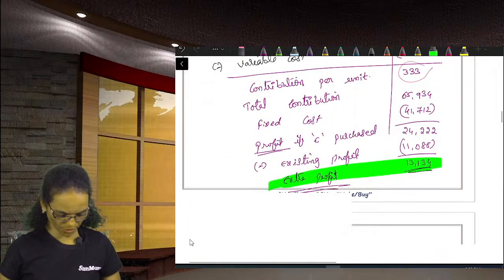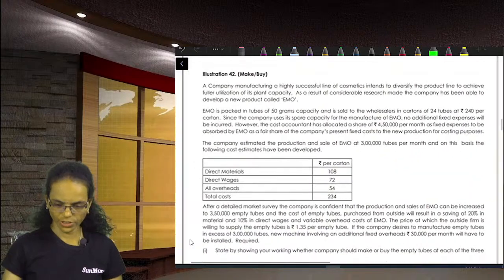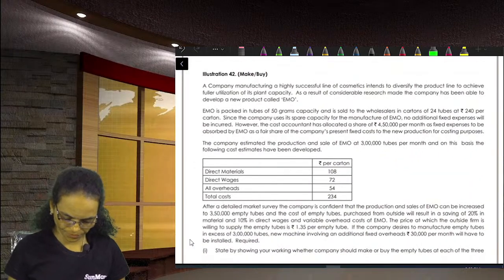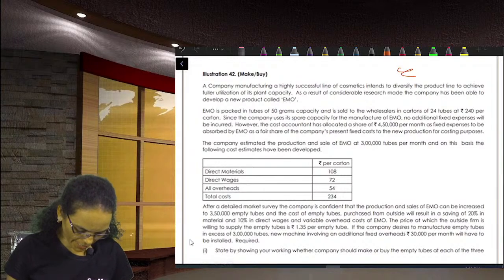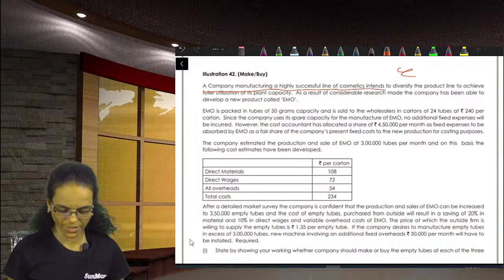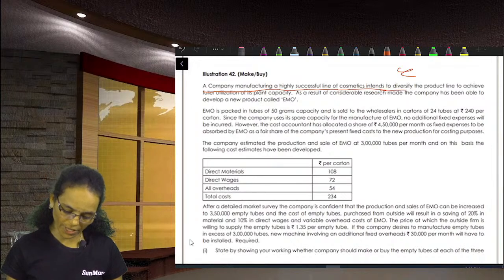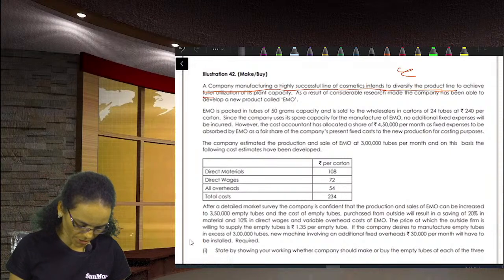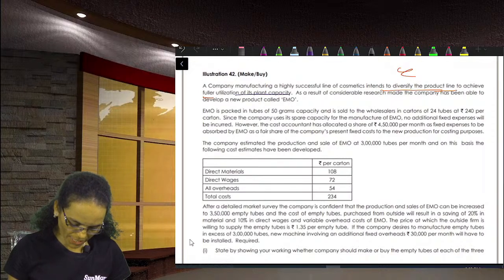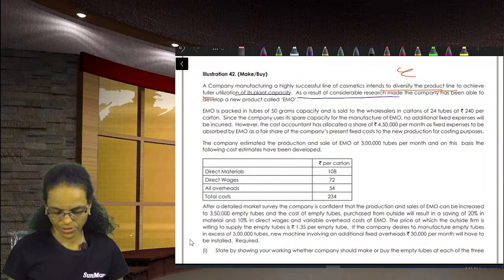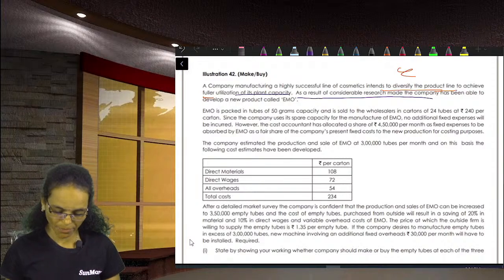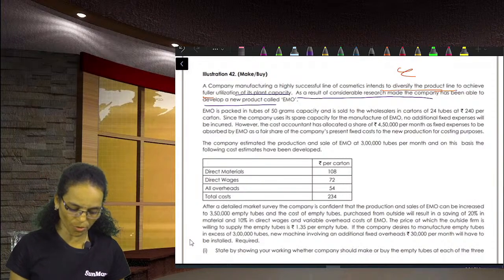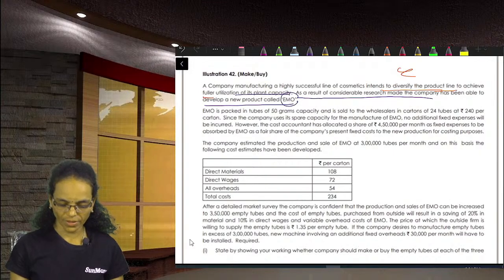Okay, we go to the next problem. Question number 42. A company manufacturing a highly successful line of cosmetics intends to diversify the product line to achieve fuller utilization of its plant capacity. As a result of considerable research, the company has been able to develop a new product called EMO.